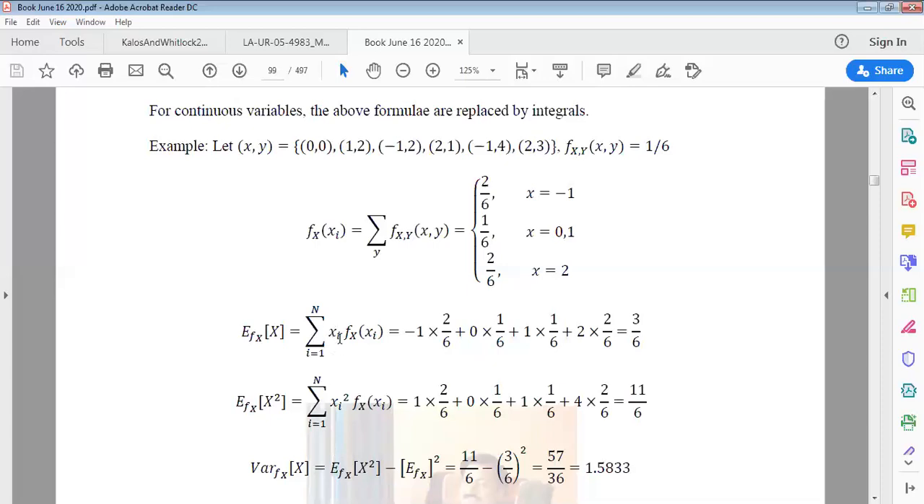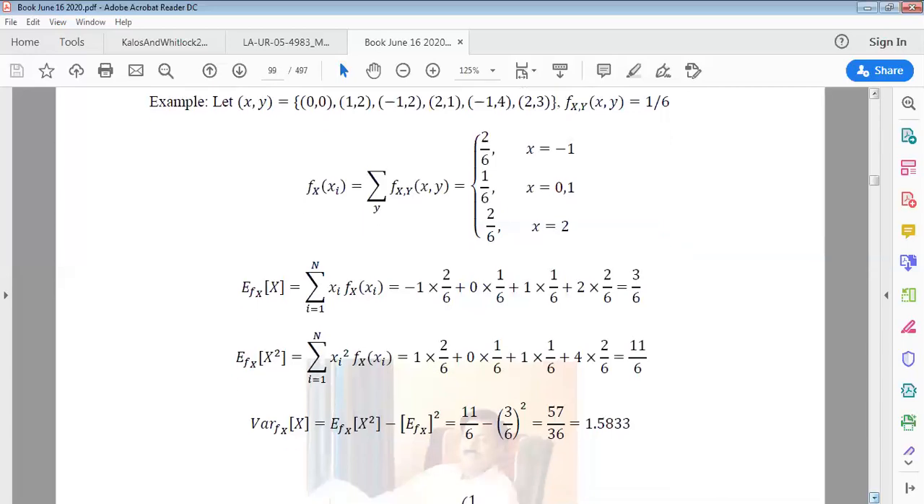So here's the variable x. So x can take on the value minus 1, 0, plus 1, plus 2. These are the probabilities. So minus 1 you'd find with a probability of 2 over 6. 0 you'd find with a probability of 1 over 6. 1 you'd find with a probability of 1 over 6. And 2 you'd find with a probability of 2 over 6. So I find the expectation value of x as 3 over 6 or a half.